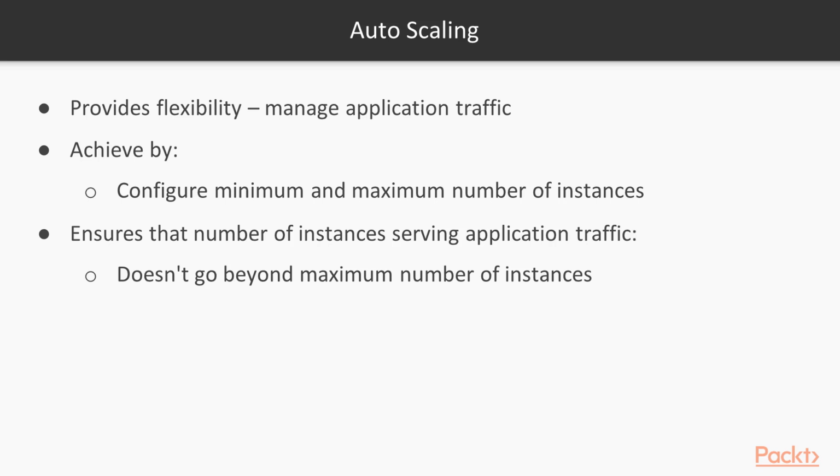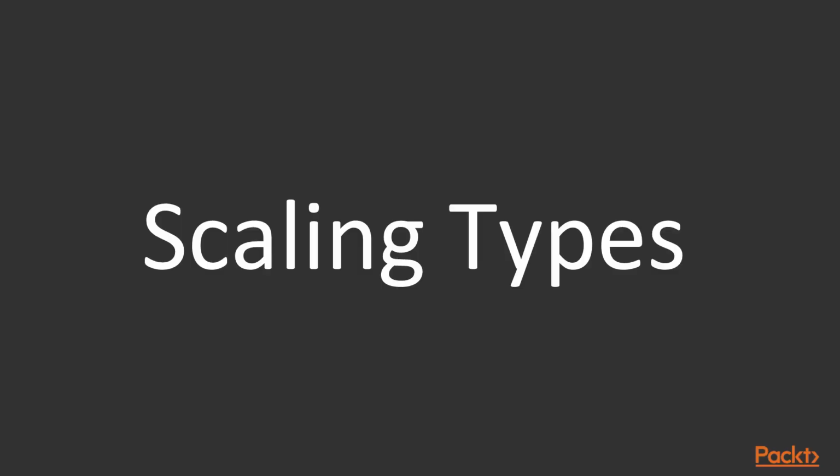We can achieve this by configuring the minimum number of instances in each auto scaling group. We can also configure the maximum number of instances in each auto scaling group. This configuration ensures that the number of instances serving the application traffic doesn't go beyond the maximum number of instances. Before configuring auto scaling in AWS, let's understand scaling types that are popular in daily usage.